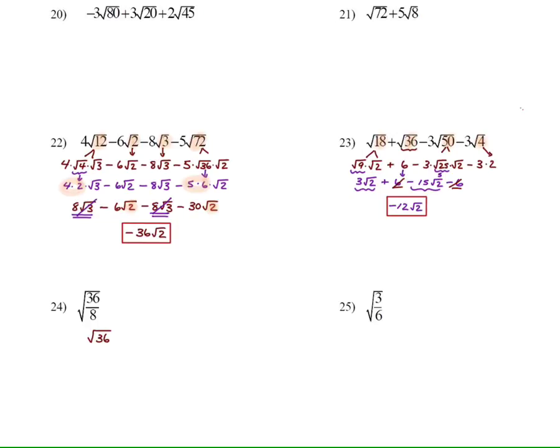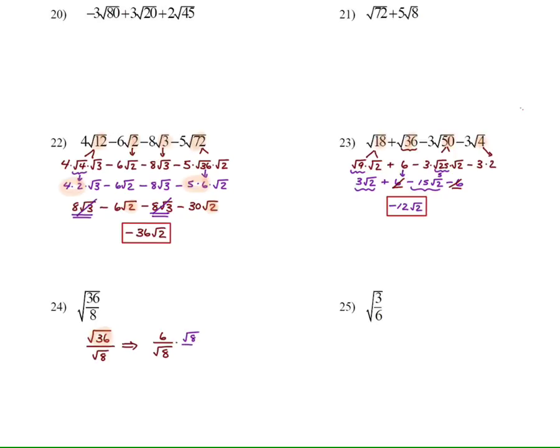Number 24, similar to a problem we did before where it's a fraction. So the first thing I'm going to do is split it into 2 separate radicals. And then I'm going to look at the top, which is a perfect square, and I'm going to call that 6 over root 8. Now you can try and simplify the square root of 8 right now. What I think is the easier method to do is to actually just rationalize right now.